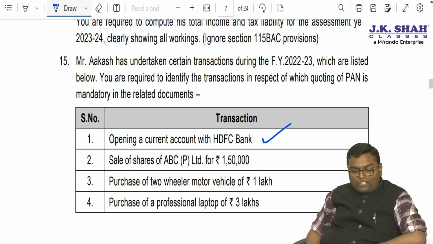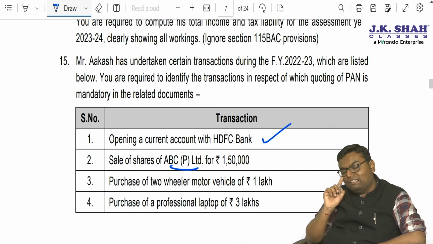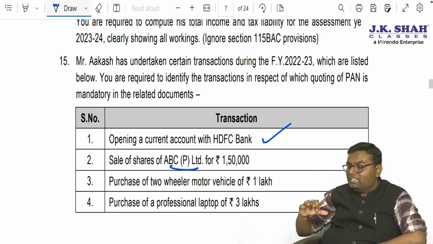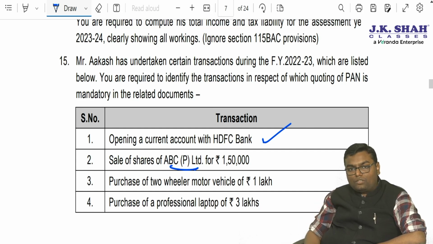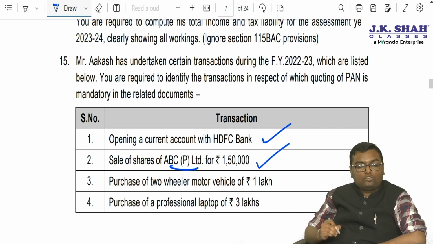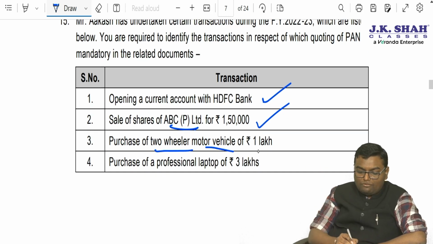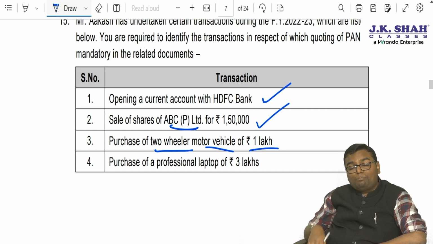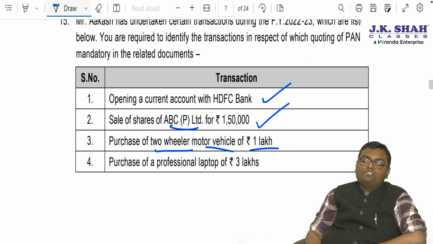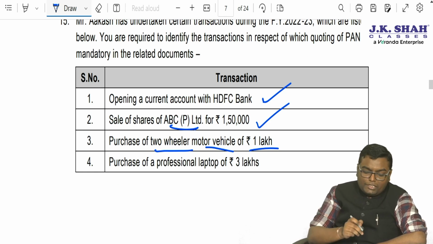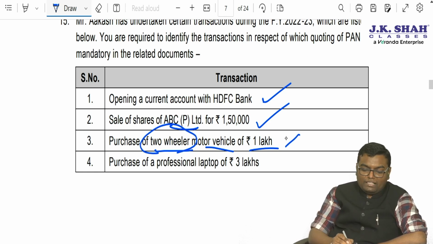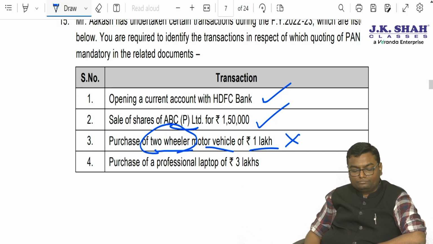Sale of shares of ABC Private Limited for 1,50,000. ABC Private Limited is an unlisted company. Whenever you deal in any unlisted shares and securities, and if the transaction value is more than 1 lakh, compulsorily you have to quote permanent account number. Purchase of two-wheeler motor vehicle, 1 lakh. If you purchase any vehicle other than a two-wheeler, you have to give permanent account number. Here you are purchasing a two-wheeler, so no permanent account number is required to be quoted.